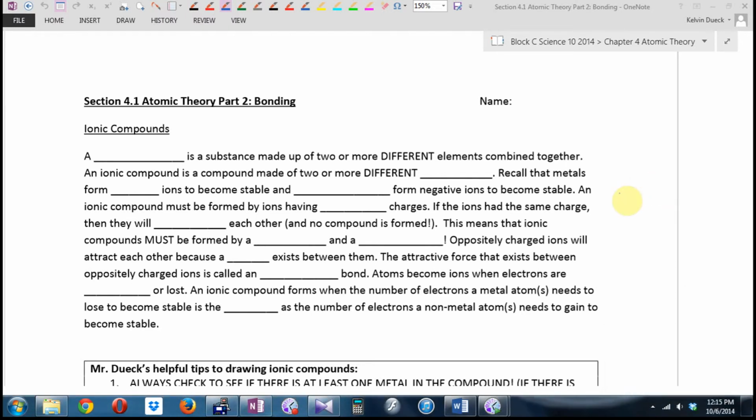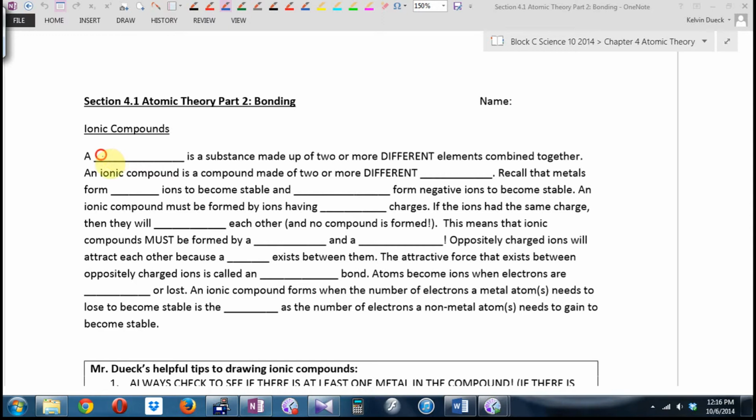We're going to talk about two types of bonding, and the second one is probably new. Your teacher in Science 9 might have covered it optionally, but it's not officially part of the curriculum, so I'm going to be teaching it as though it's brand new. First type we're going to talk about is ionic compounds.